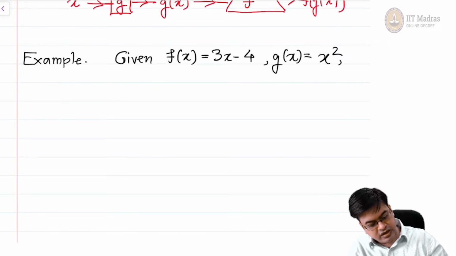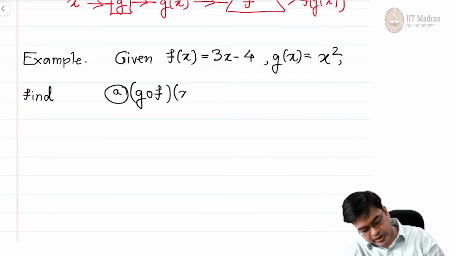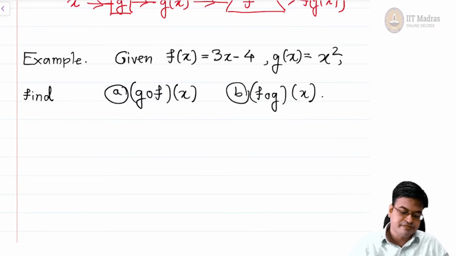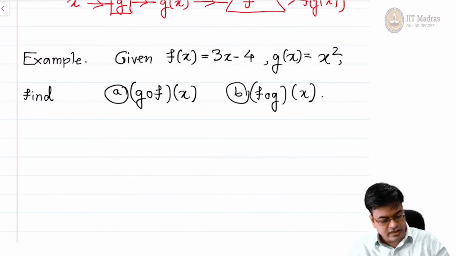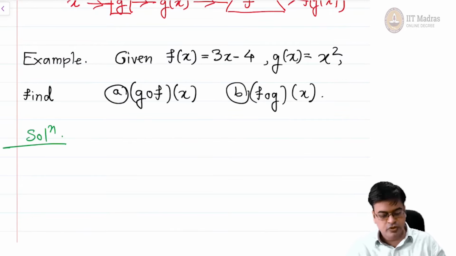Then you are asked to find two things. One is GOF of x and the other one is obviously FOG of x. How to find this? Let us start with a solution. So what can be the solution?